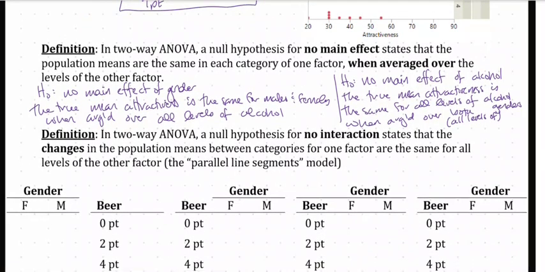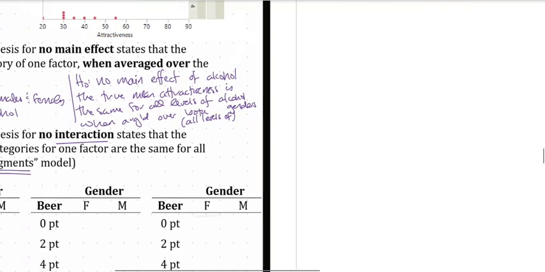In two-way ANOVA, a null hypothesis for no interaction states that the changes, so remember, interaction is about the change in the effect. So the changes in the population means between categories for one factor are the same for all levels of the other factor. So this is about parallel lines, only now we're dealing with parallel line segments. So I'm going to scroll over here to give myself a little bit of space.